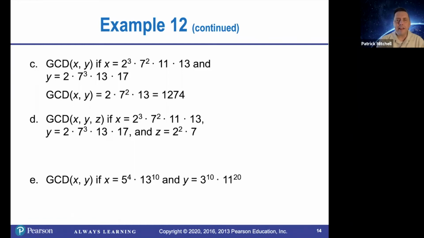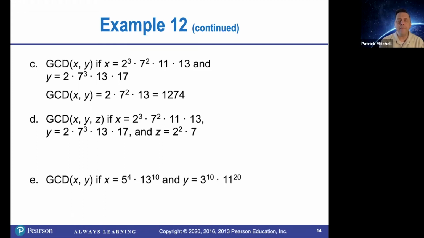All right, this next example, letter D, is very similar, except it has 3 numbers, but it's still the same idea. So this might be a good time to pause the video and try this one. We want to find the GCD of x, y, and z. If x is 2 to the third times 7 to the second times 11 times 13, y is 2 times 7 to the third times 13 times 17. So that's the same x and y from letter C. And z is 2 to the second times 7.